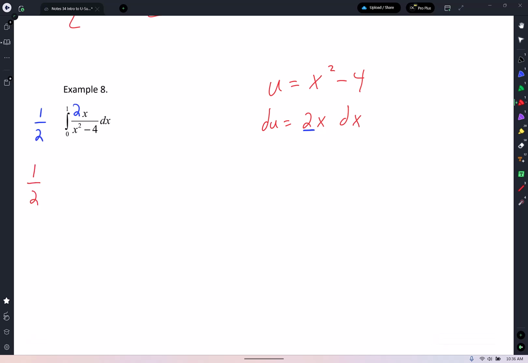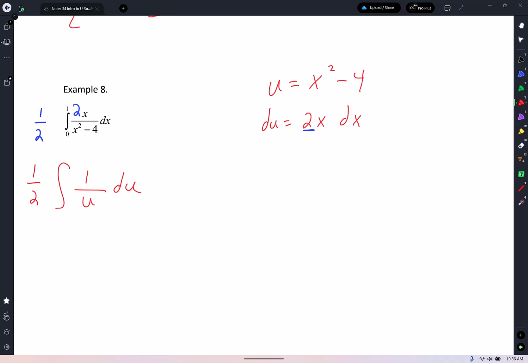1/2 integral. I'm not putting limits. The 2x dx is du. I'm going to rewrite it like this: 1 over u du. You can put the du in the top, that's fine, but you guys see that it's easier like this. Are we still okay? All right.